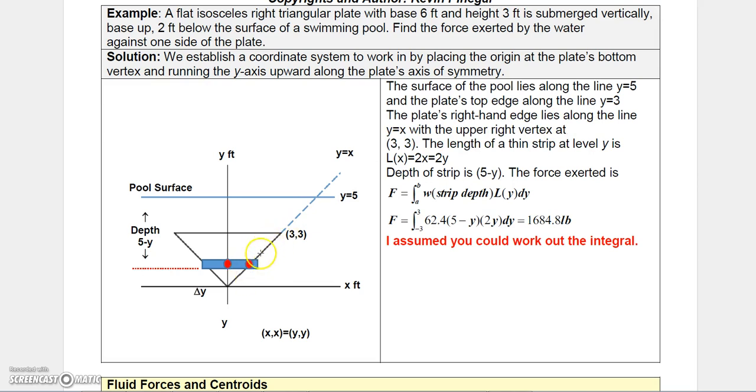So this is y = x. Of course, this over here will be y = -x. Okay, and the upper right vertex is at the point (3, 3). So that's just this point right here at the point (3, 3).